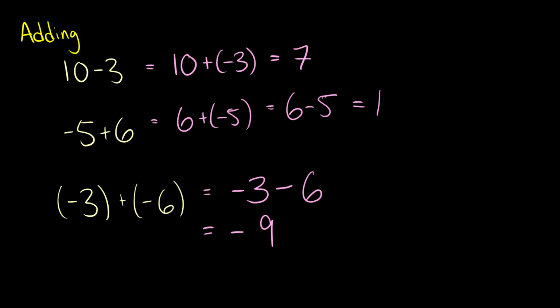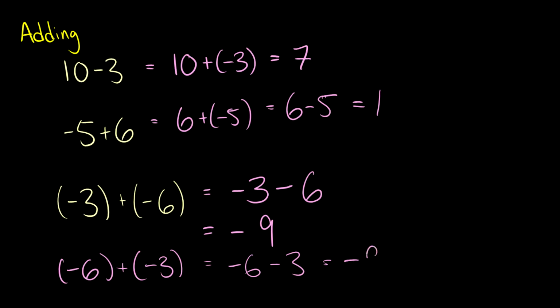Another way we could look at it is to say, okay, well, it's an addition problem, so we can switch the order of these around. And we can say this is the same thing as negative 6 plus negative 3, which we know is the same thing as negative 6 minus 3. And this is going to be negative 9. So when you add negative numbers, you're really just subtracting.